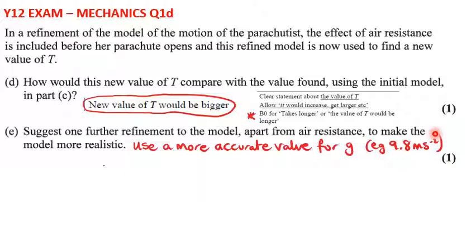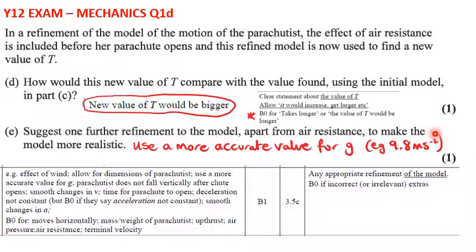There are a number of other suggestions that you could use, and here's the mark scheme. So lots of different acceptable answers there. Just be warned, be careful, 1 mark. It says any appropriate refinement of the model, but if you add in anything that's incorrect or irrelevant, you don't get the marks. So again, a little bit harsh to pick up that mark.